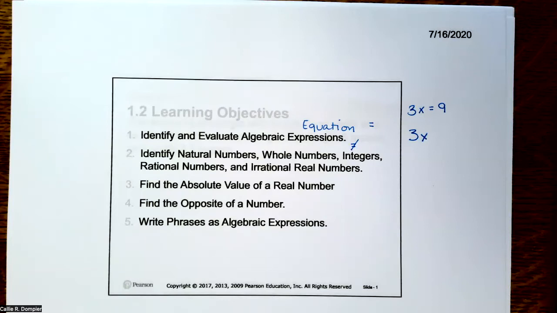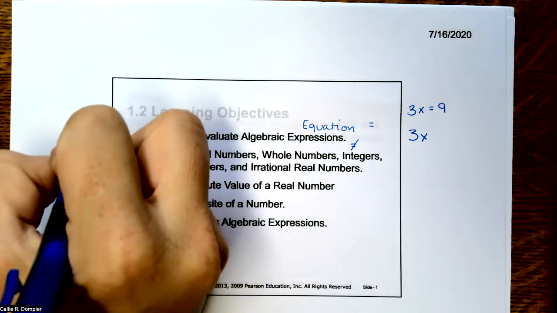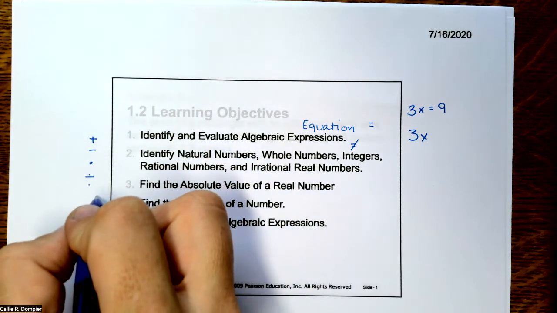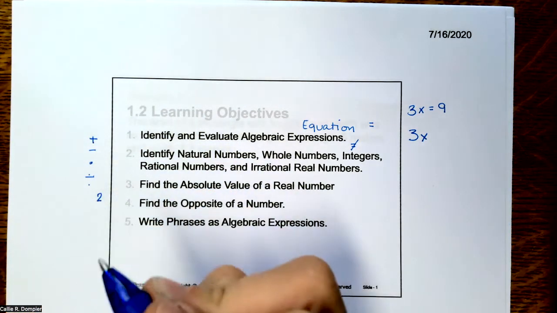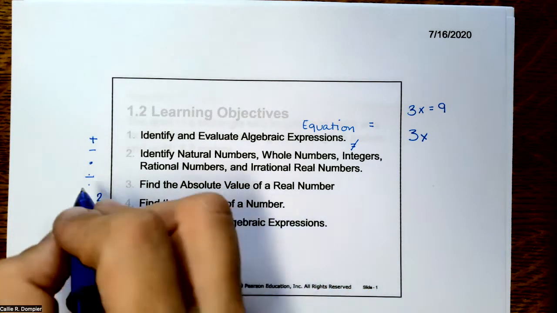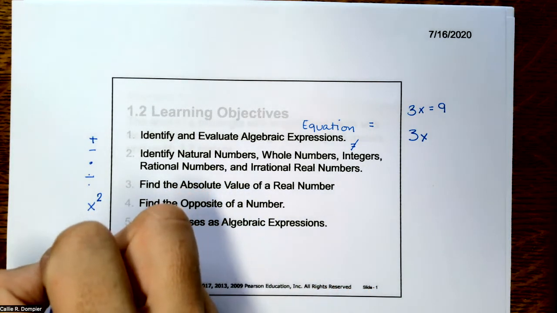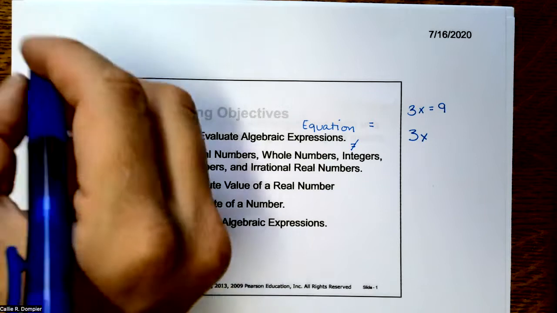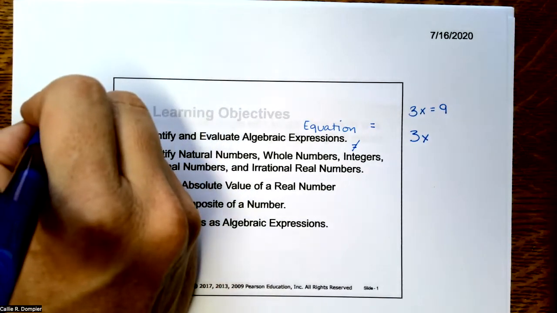Basically, you're going to take something that is an English sentence and try to translate it into numbers and operations. Operations are generally just add, subtract, multiply, divide. You can also take a power or a root of a number. Those are operations.